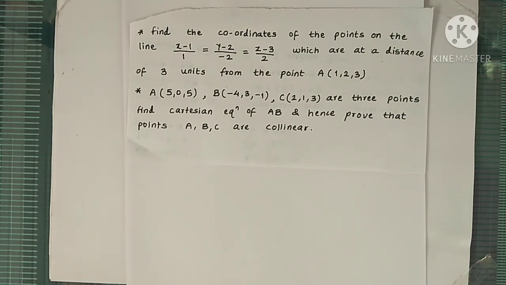In the next question, 3 points are given. Now you have to find the Cartesian equation of line AB. So use the form (x minus x1) upon (x2 minus x1) equal to (y minus y1) upon (y2 minus y1) equal to (z minus z1) upon (z2 minus z1), and hence prove that the points are collinear. First find this Cartesian equation of AB and substitute the coordinates of C, that is 2, 1, 3, in the equation, and prove the equality so that the point C satisfies the equation. So it lies on the same line AB, and those 3 points will be collinear.